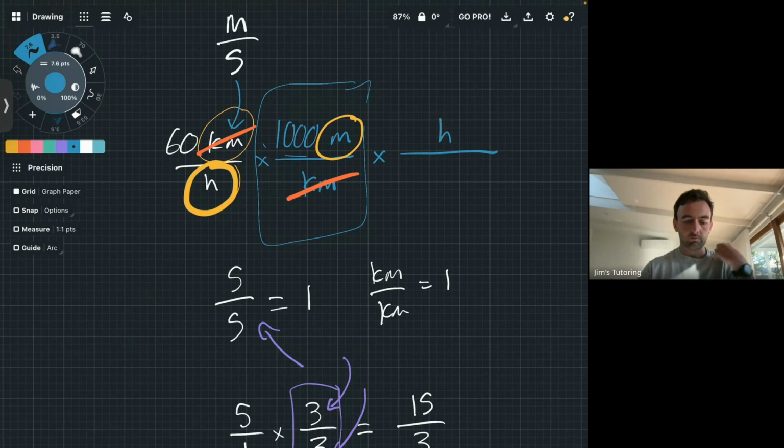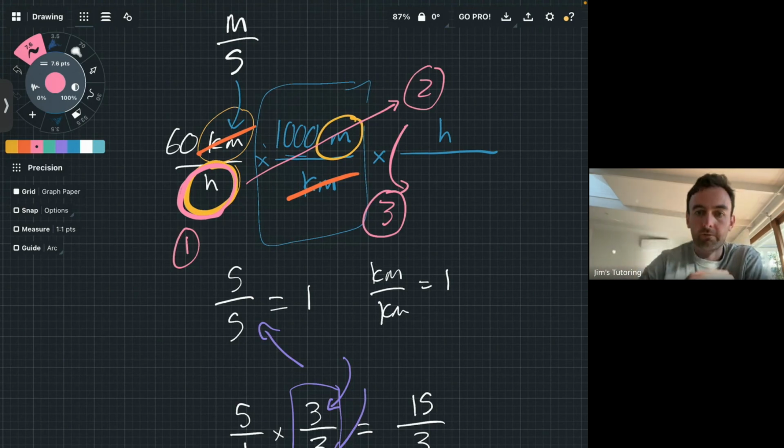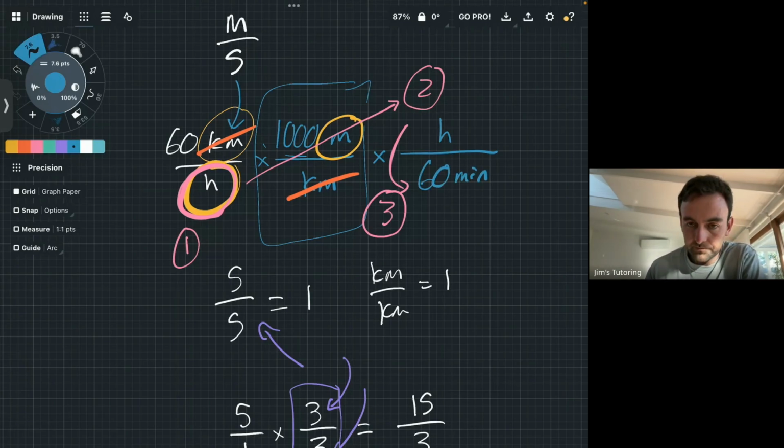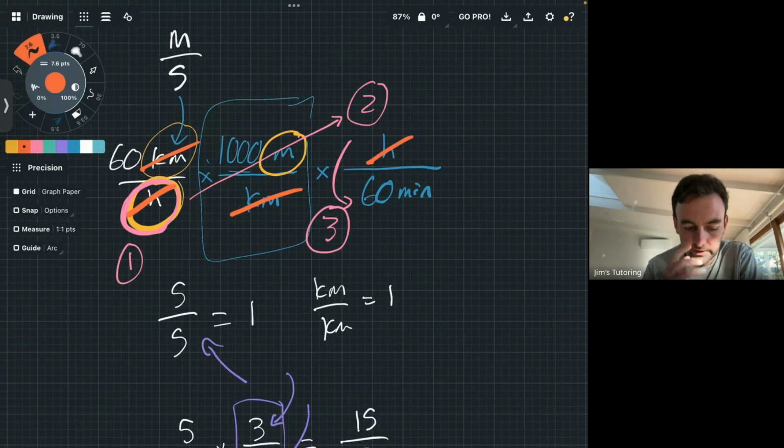So this is my whole process really: step one is identify the unit that we want to cancel. Step two is to write that on the opposite side of the fraction. And step three is to make the other side of that fraction equal to the first side, if that makes sense. So in this case, we've identified hours, put it on the top because that's the opposite side of the fraction. And then we need to make the denominator equal to 1 hour. So that would be 60 minutes. So then we can cancel out the hours, and that's why we end up dividing by 60 minutes.